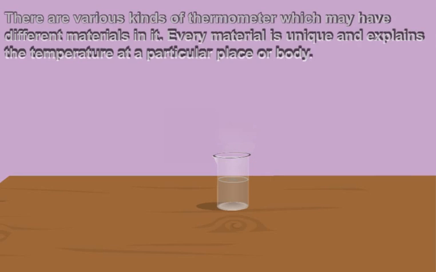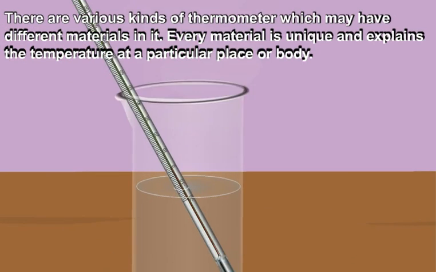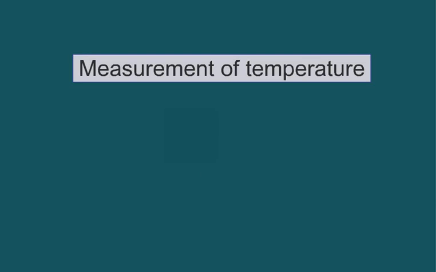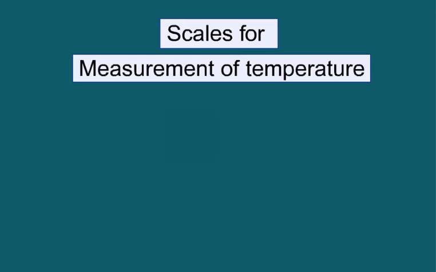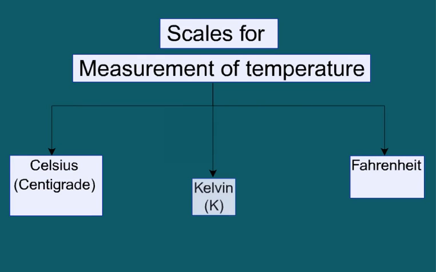Dear students, there are various kinds of thermometer which may have different materials in them. Every material is unique and explains the temperature at a particular place or body. For the measurement of temperature, we use scales. The two commonly used scales are the Celsius or centigrade scale and the Fahrenheit scale. There is another scale, the Kelvin scale. The centigrade or Celsius scale is represented as degree centigrade and the Fahrenheit scale as degree Fahrenheit. Students, most thermometers are made on the principle that liquids expand due to heat.